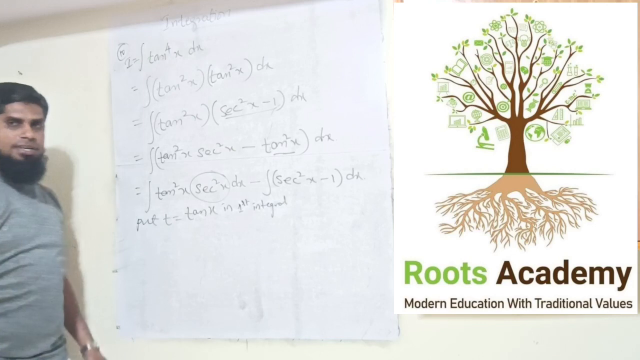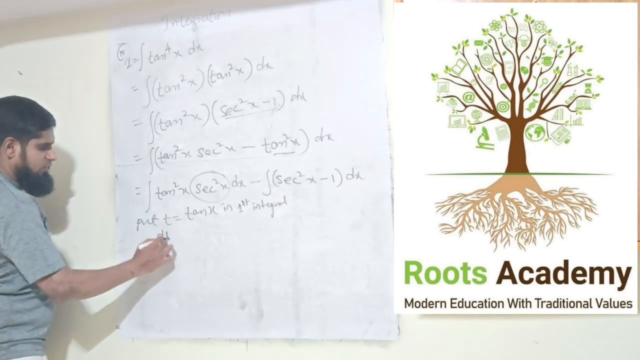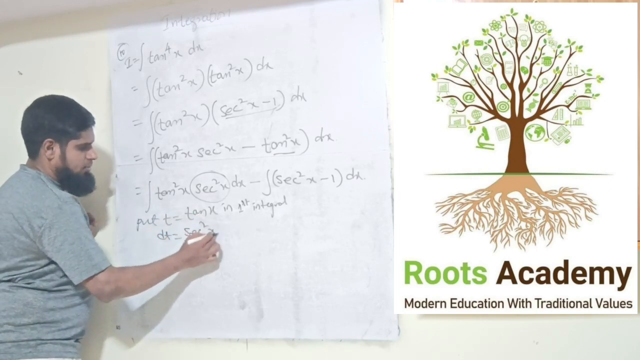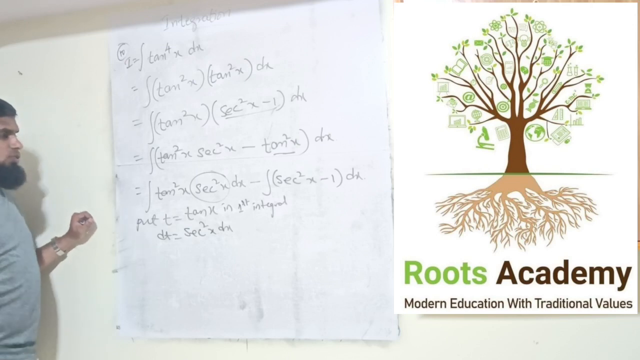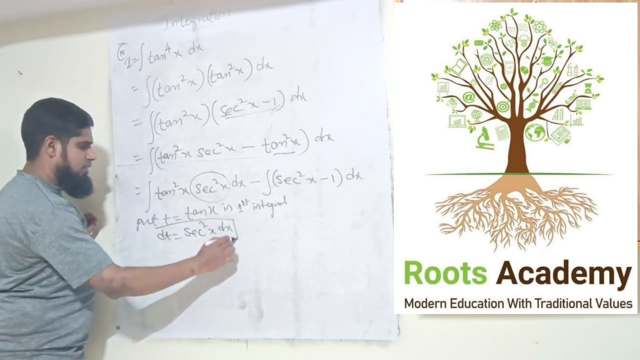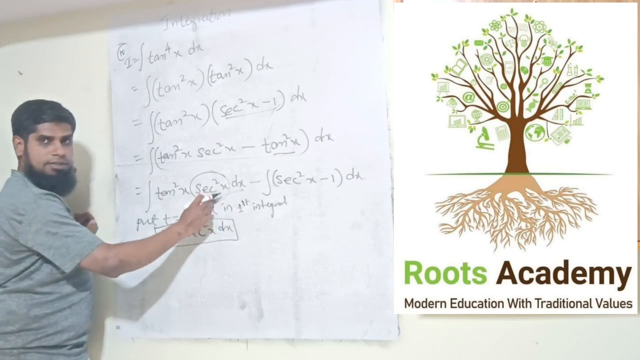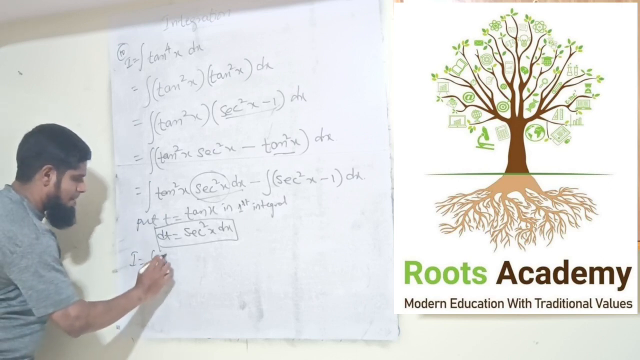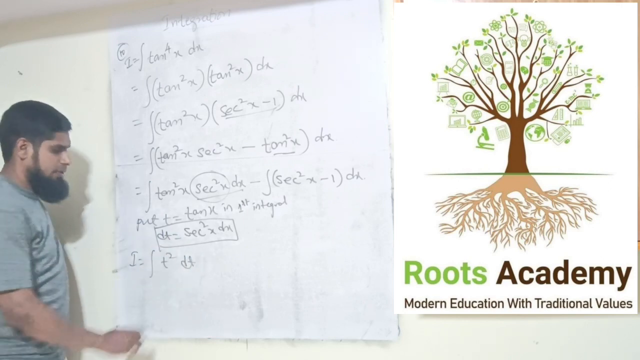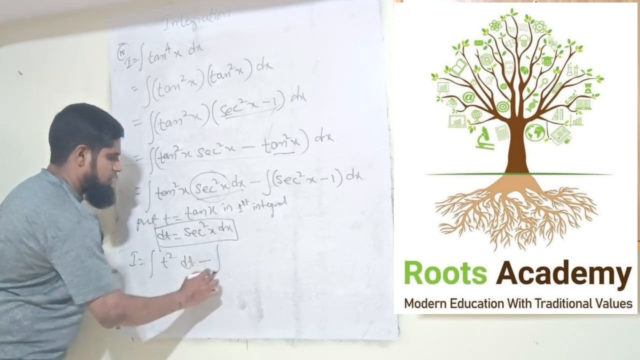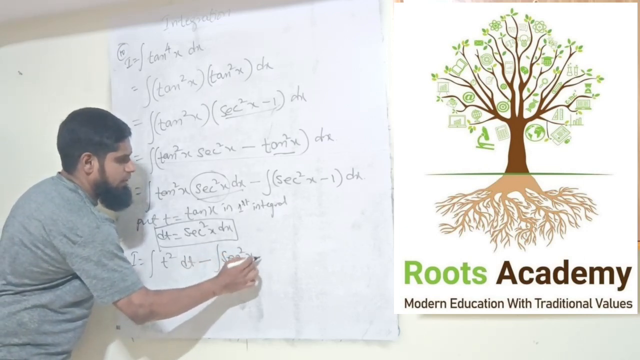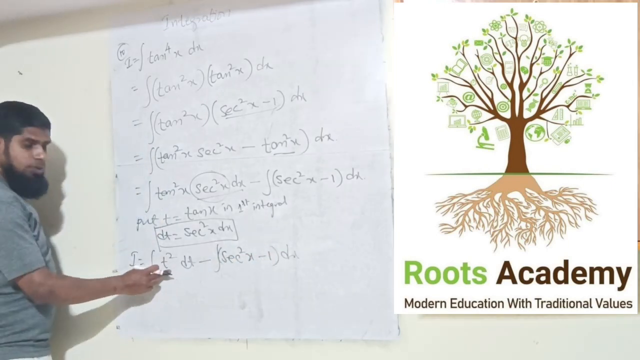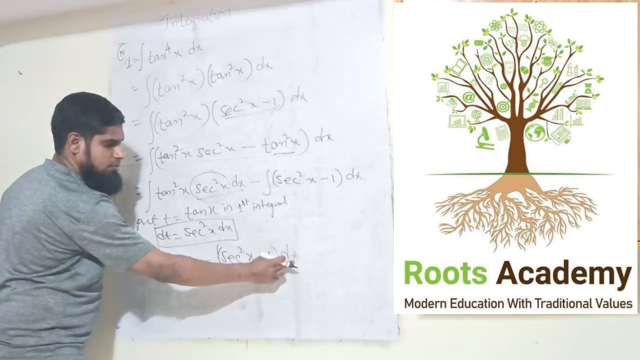Second integral as it is, directly will integrate. So differentiate t with respect to x. So derivative of tan x is secant square x dx. So in my first integral, wherever I have secant square x dx, there I can write dt. So the integral becomes integral of t square dt minus, this is as it is, integration of secant square x minus 1 dx. So this is with respect to t and this is with respect to x.